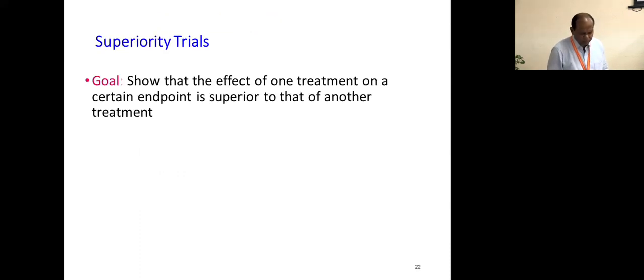In superiority trials, what we are saying is that the effect of one treatment on a certain endpoint outcome is superior to that of the other. So don't use the word compare. The moment someone reads your objectives, it should say that the mortality is expected to be significantly lower as compared to the other arm. This is what you do as an objective. So when I read your paper, I know this is a superiority study instead of just saying compare.